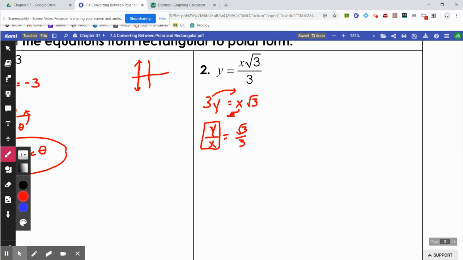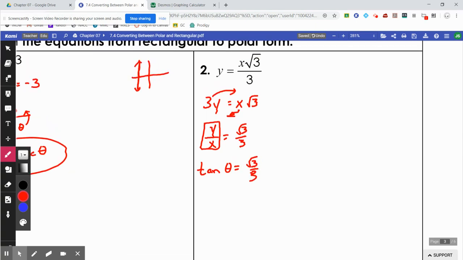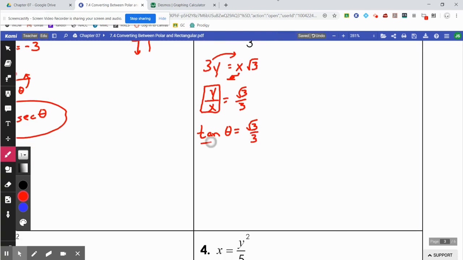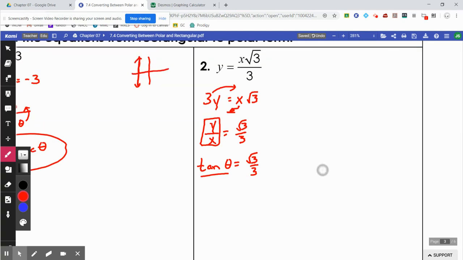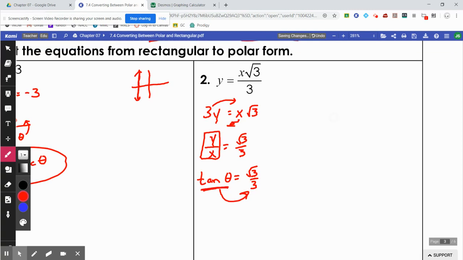Now, that looks familiar. If you remember that, again, sine was y over r, cosine was x over r, tangent was y over x. So what you can actually do is replace y over x with tan theta is equal to root 3 over 3. Now, had we kept that like I had it before, let me clean that up, which I do want to remind you, tangent is slope. So notice what it says here. The slope is root 3 over 3. Again, the slope before in this equation is root 3 over 3.